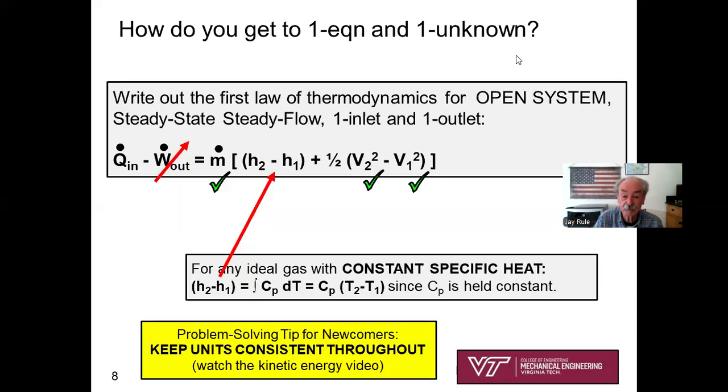Okay, we're still planning ahead. We haven't put pencil to paper yet with numbers. How do we get to one equation and one unknown for Q dot? Q dot N, that's what we're looking for. How do we get to one equation, one unknown?